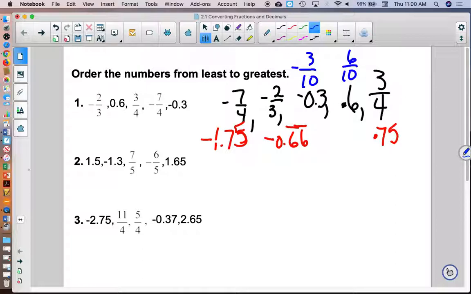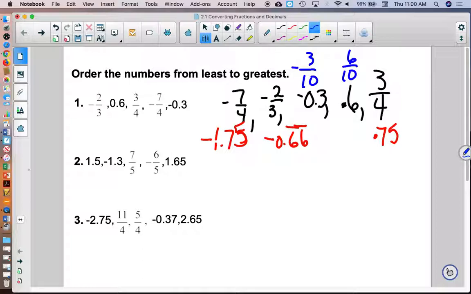Possibly. How many of you saw -7/4 and knew that it had to be smaller than anything else because you knew -7/4 was at least -1 plus something more? So you knew that was farther from 0, didn't you? So you already knew that one was the smallest. Okay?